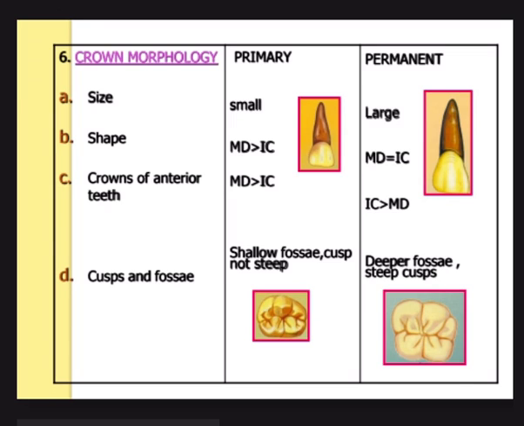And these pits and fissures can lodge what? They can lodge food debris, and this can lead to caries formation in future if not properly brushed. As a result, when there is a deeper fossa and steep cusp, we get prominent pits and fissures. That's why we put a preventive measure called pit and fissure sealant, and we make this deeper fossa into a shallow fossa. That's the ideology of the pit and fissure sealant.